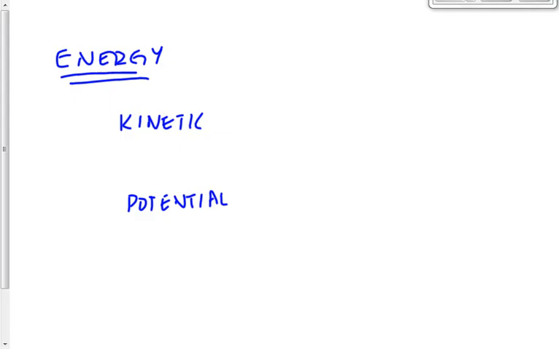Now, kinetic energy, we don't really distinguish between different types of kinetic energy because in the end, anything that's moving has kinetic energy, and that kinetic energy is always described by this equation, Ek is equal to 1/2 mv squared. By the way, what does m stand for there? It's mass, good. And mass is in what units? Kilograms.